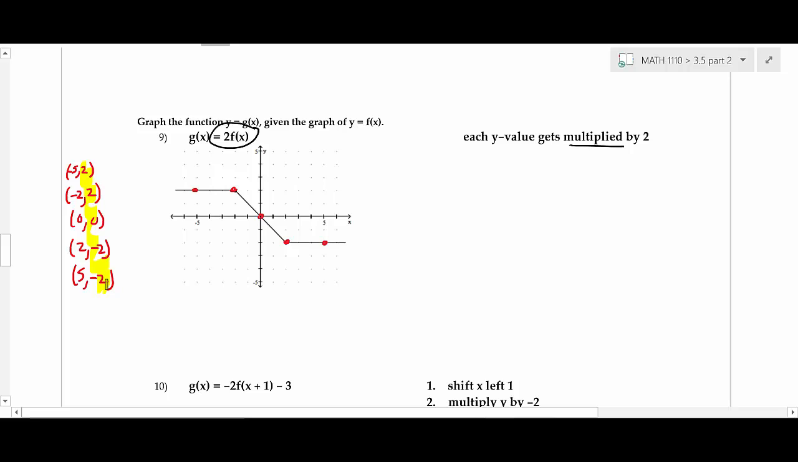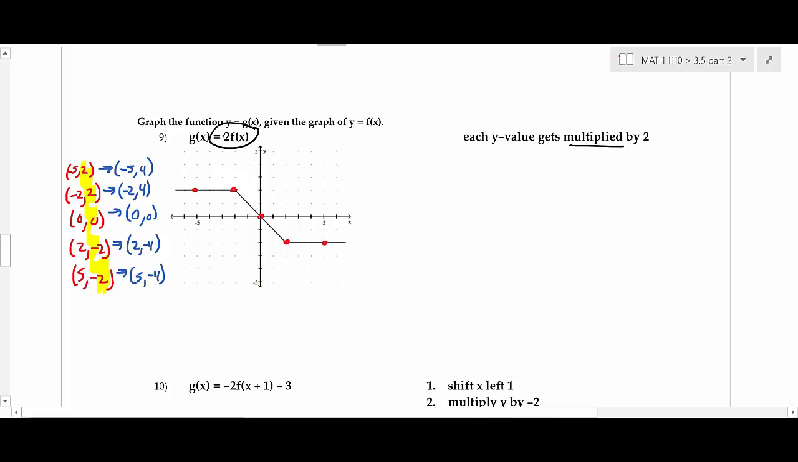They're going to double, right? Okay, so you don't have to write these points out because you can do this in your head, but that point is going to change to -5, 4. This point is going to change to -2, 4. Again, I'm doubling the y value. This one is 0, 0. This one is going to become 2, -4. And then that point is going to become 5, -4 like that.